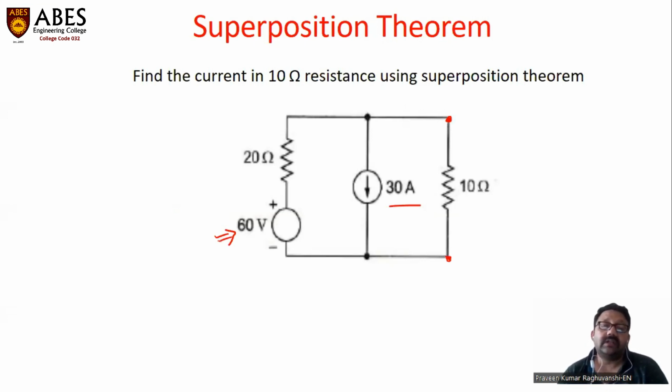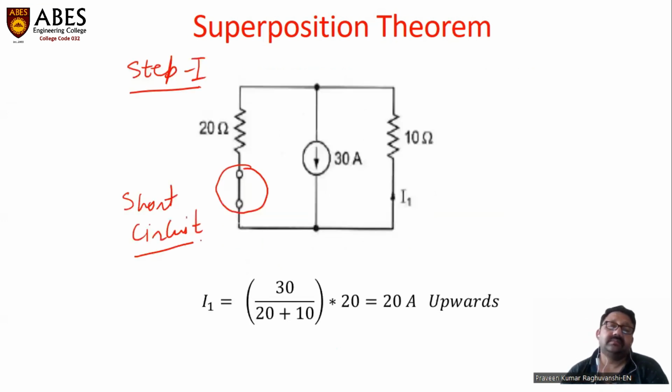So here, no internal resistance of the sources is provided. Whenever no internal resistance of a source is provided, we consider that to be the ideal case, and in the ideal case, the internal resistance of a battery is zero and the internal resistance of a current source is infinite. So in step one, that's why this battery is replaced by a short circuit. The modified circuit is shown here.